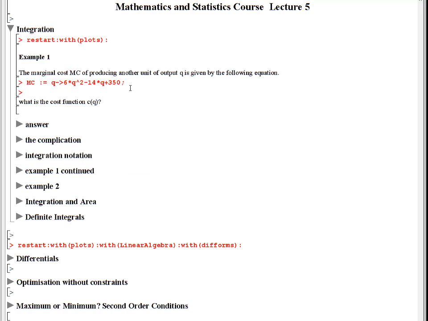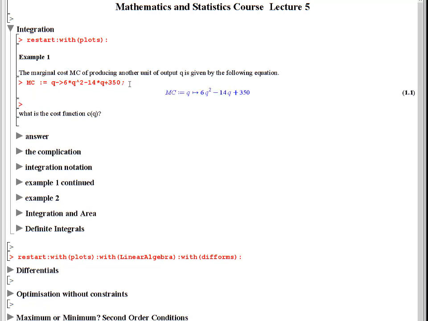I'll start with an example. We're producing something and you know that the marginal cost of producing another unit of output Q is given by this equation. In the past I've given you a cost function, the total cost function, and we've derived the marginal cost function by differentiating. Now I'm going to tell you that the marginal cost function is this, but I don't know the cost function, so how can I work out the cost function? Maybe pause the video, and jot down what you think the total cost function would be if this is the marginal cost function.